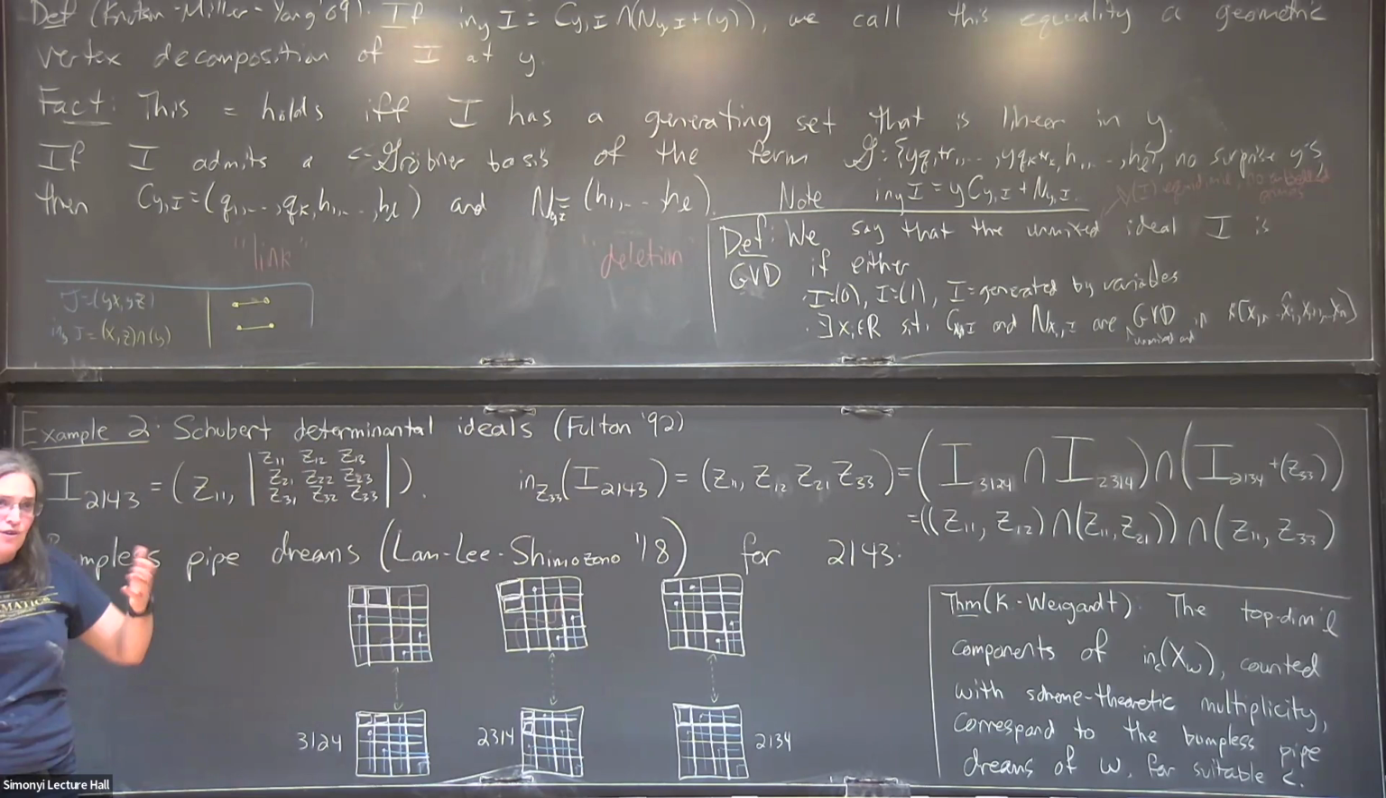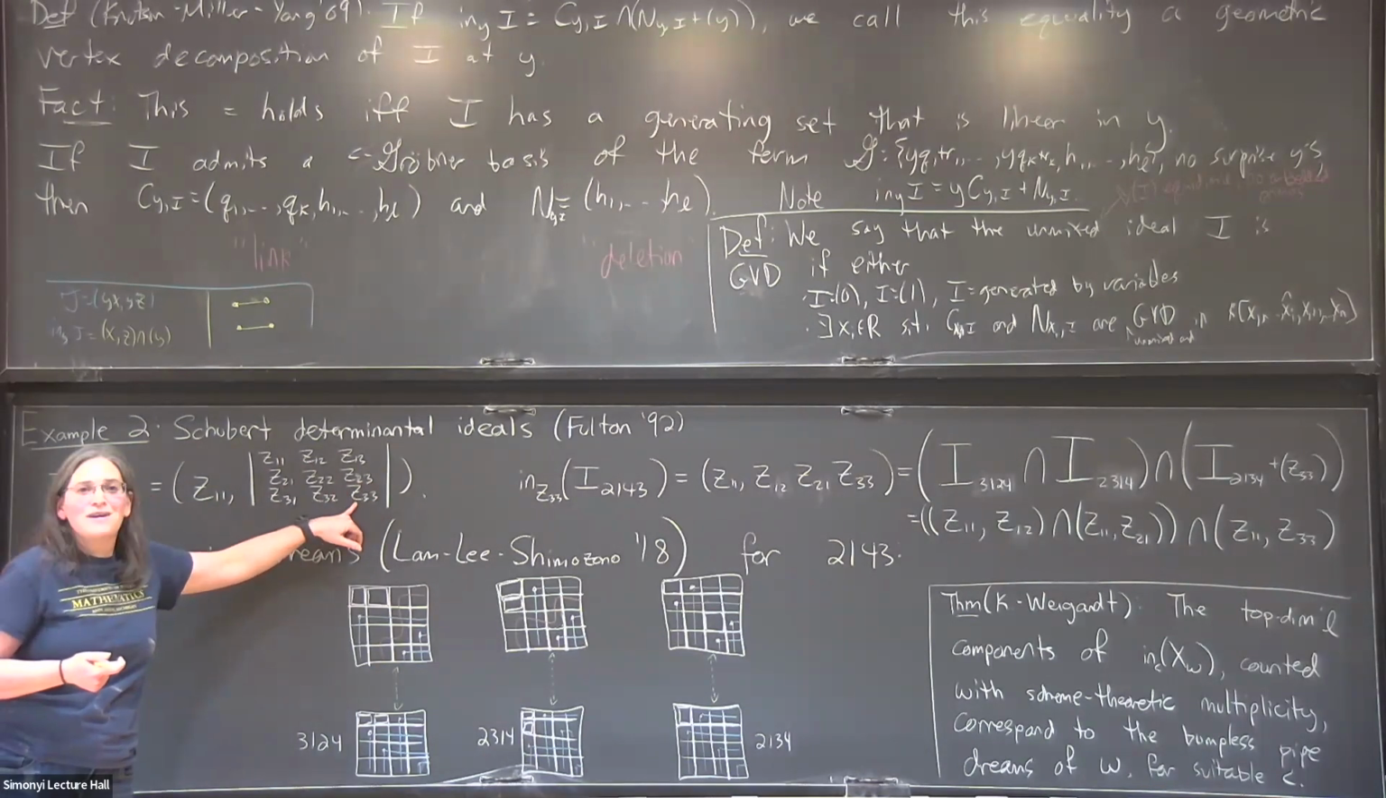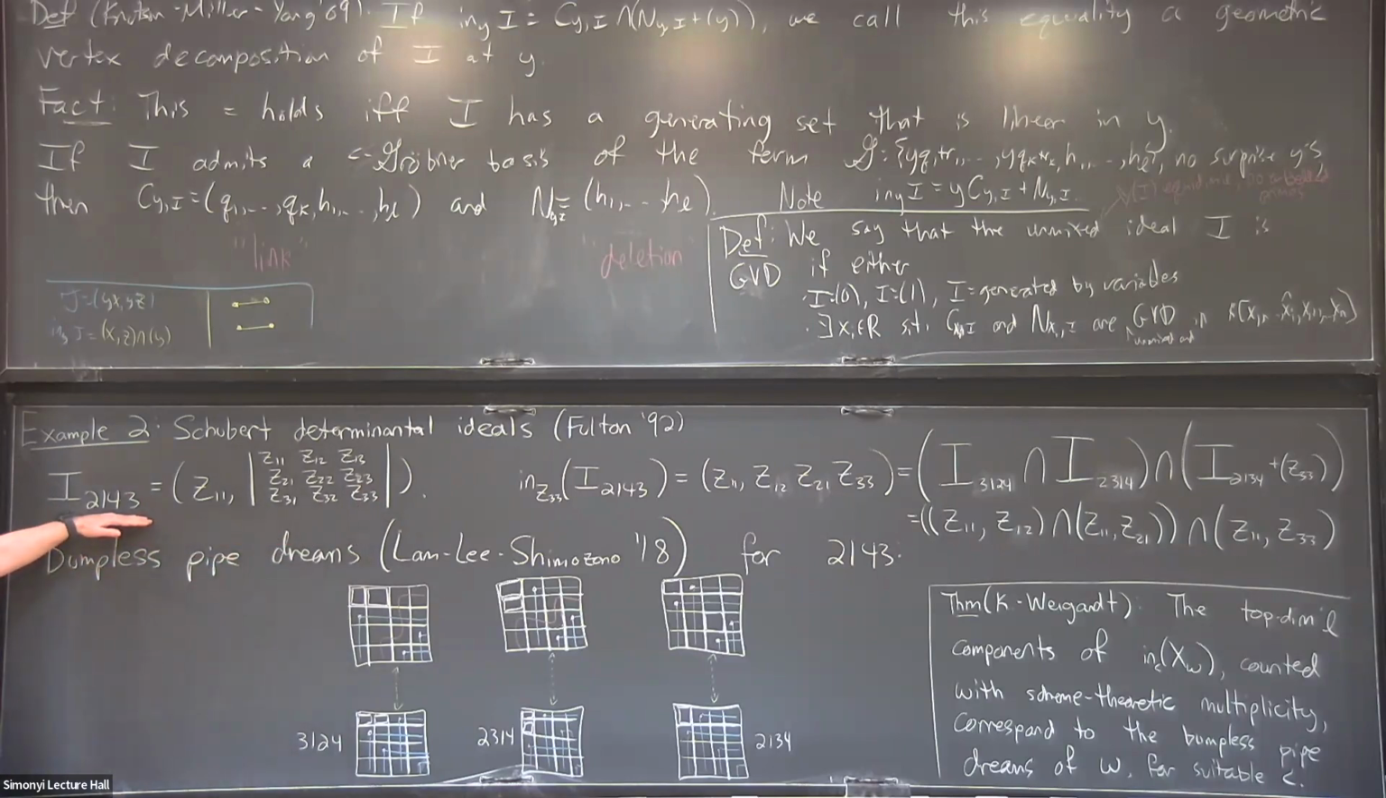These are affine varieties, matrix Schubert varieties are. They live over Schubert varieties in the complete flag variety, and they remember a lot of information about Schubert varieties. So today we're going to talk about taking a geometric vertex decomposition at Z33 of this one Schubert determinantal ideal.